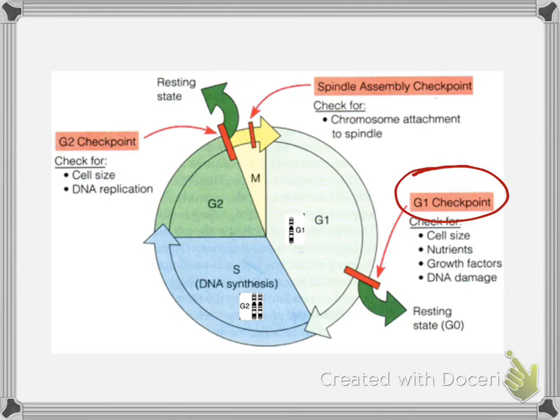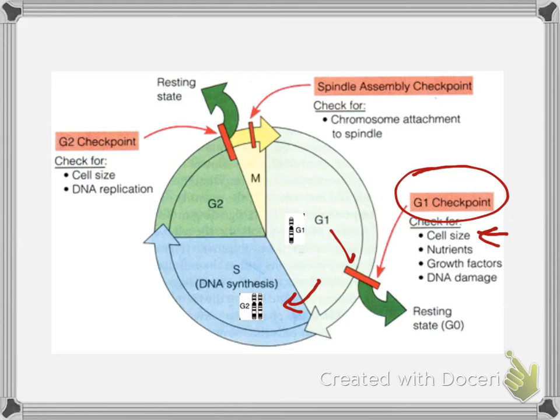And in G1, we're going to check basically for the cell size. Did it grow enough? Are there enough nutrients? Is there any DNA that's damaged? If the answer is everything's okay, well, then the checkpoint is reached and you go to the next phase. If something is wrong, the cell can arrest the cell in G1 and try to go ahead and fix that.